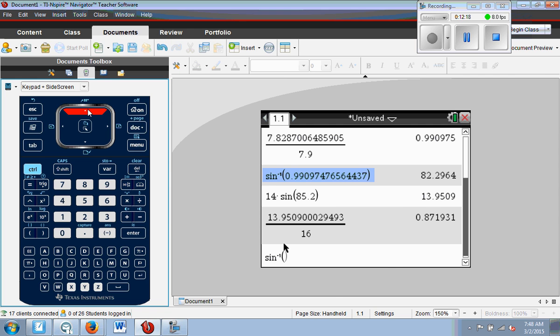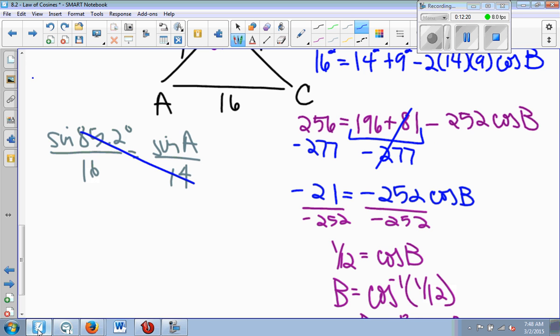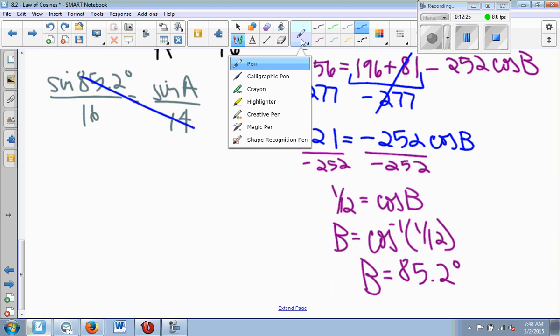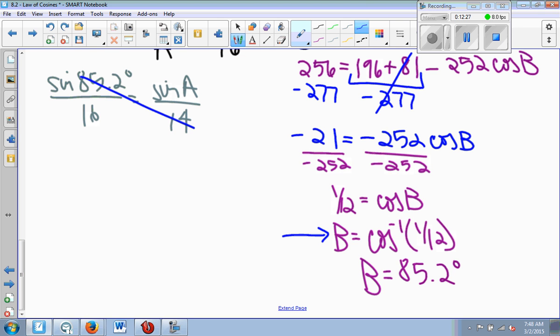So let's back up a second. When we did this step right here, let me highlight it. When we did this step right here, I did sine inverse instead of cosine inverse. So 85.2 is not correct. Let me fix that.